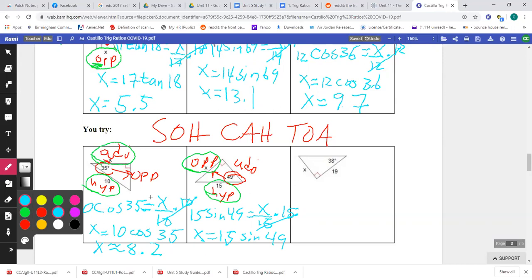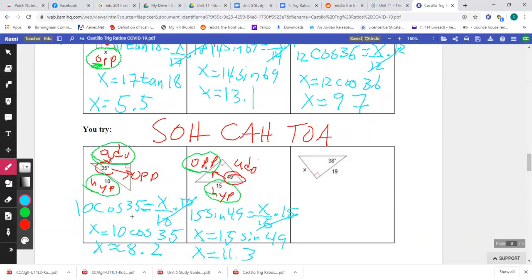So this is 11.3. If you did do the last one, you'll realize that it's tangent. Tan of 38 is equal to x over 19. And then you just multiply both sides by 19.